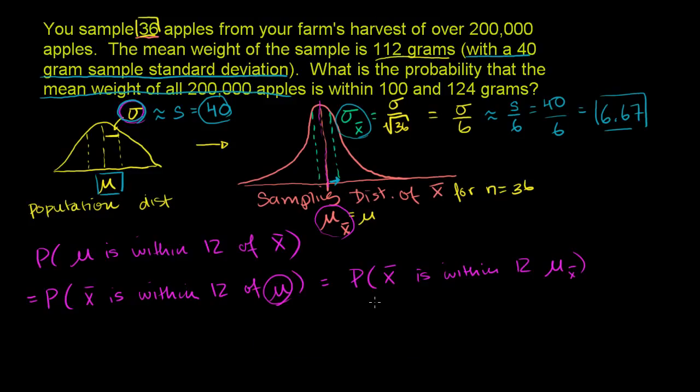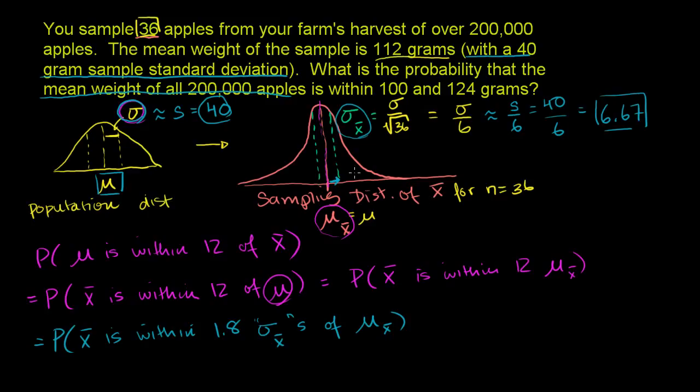So this is completely analogous to saying, what is the probability that our one sample mean is within 1.8 standard deviations? Let me write it this way: within 1.8 standard deviations of the sample mean, within 1.8 of these of our actual mean of our sampling distribution. So we're literally just asking that.